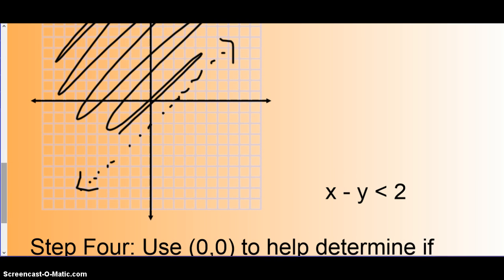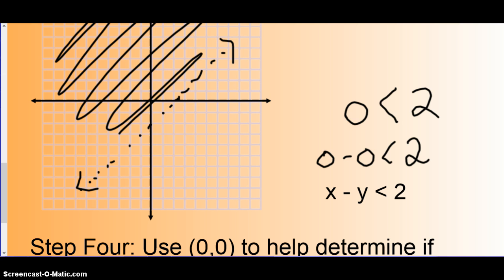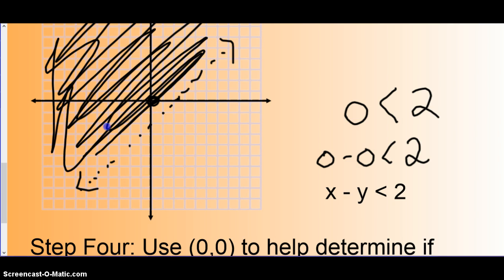before you shade, you could put in 0 and 0 and see if it's part of the solution. So if you put in 0 for x and 0 for y, is that part of the location? Well, 0 is greater than -2. That is a true statement. So that tells you that 0, 0, which is here in the middle, this origin, if that is a true statement and it's part of that solution set, then you better be shading that part of the solution set.